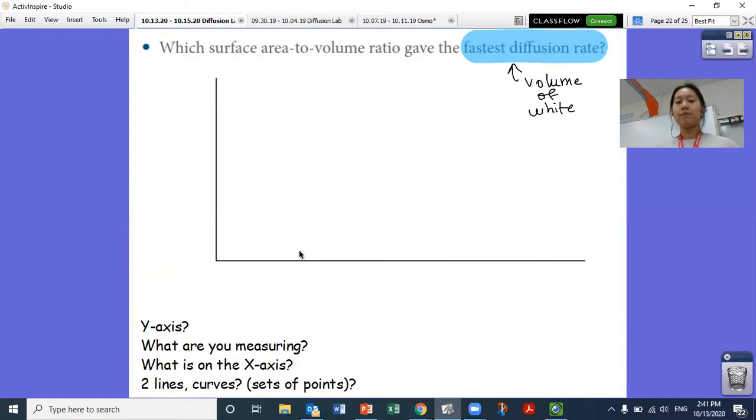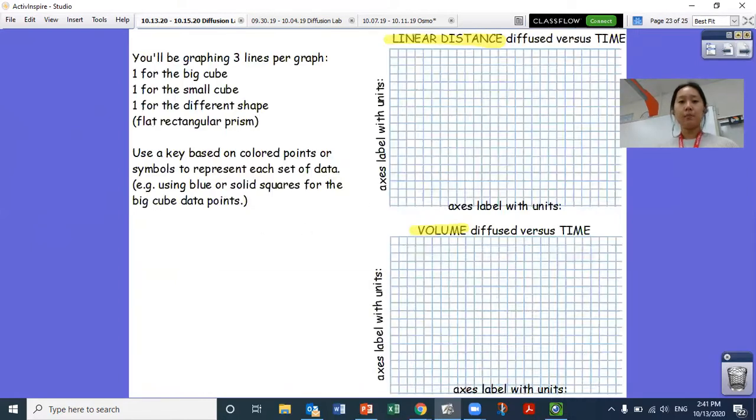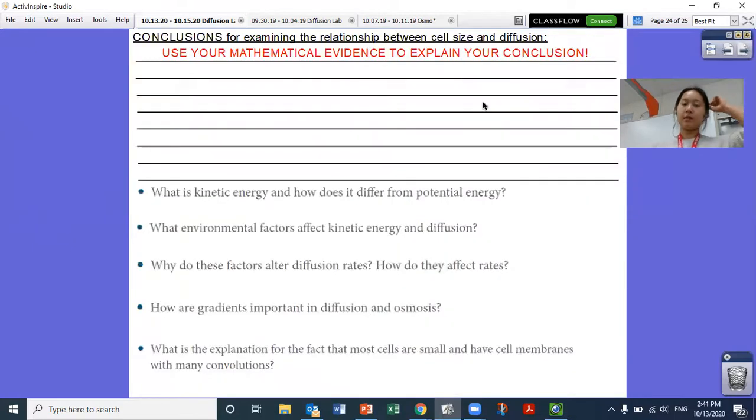So as time goes on, you're going to be graphing the volume diffused. So the volume of the white part of the cube, and you're going to be graphing that for the big cube, the small cubes, and the different shape. So these would be the 2 things that you are graphing. Each graph should have essentially three trend lines that match the big cube, the small cubes, and the different shape. And then lastly, you'll do a conclusion using your mathematical evidence from your graph and your calculations to explain a relationship between cell size and diffusion speed.